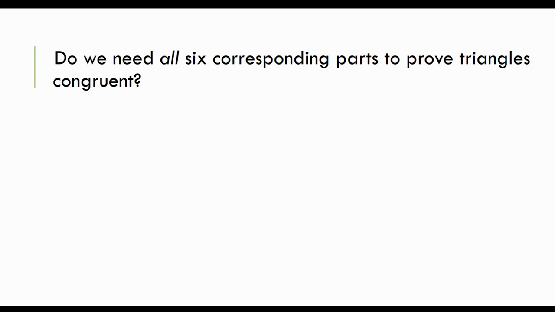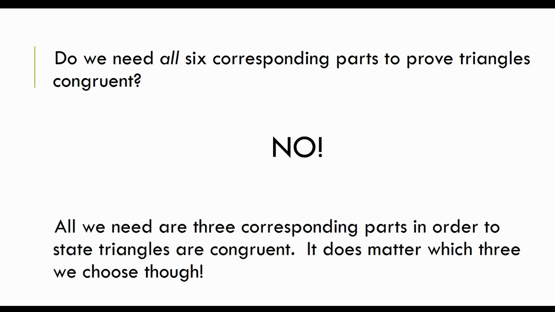My question here says, do we need all 6 corresponding parts to prove triangles congruent? So this time we're not given the triangles congruent. We're going to have to decide whether or not they are. My answer for you is no, we do not need all 6 corresponding parts in order to prove congruent triangles. All we're going to need are 3 corresponding parts in order to state that triangles are congruent. And it does matter in which 3 we choose, though.